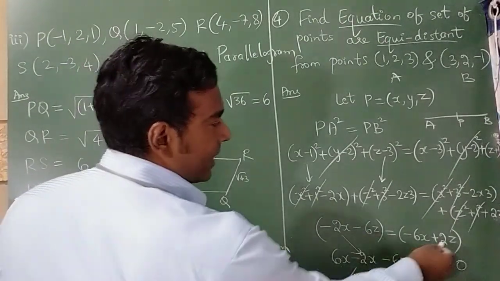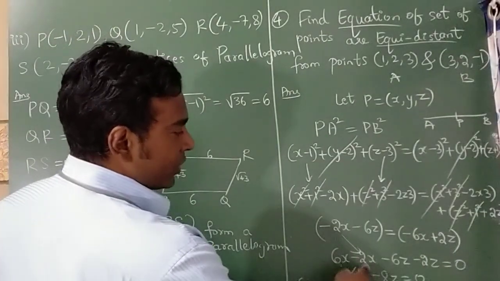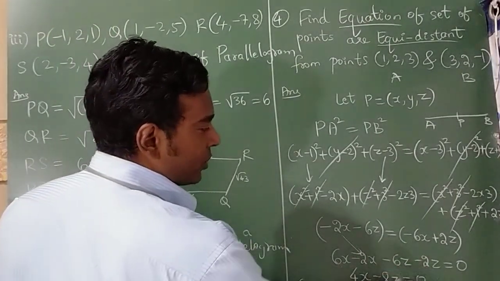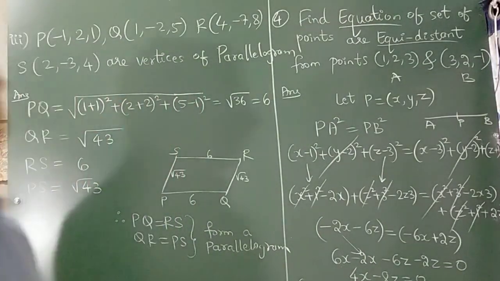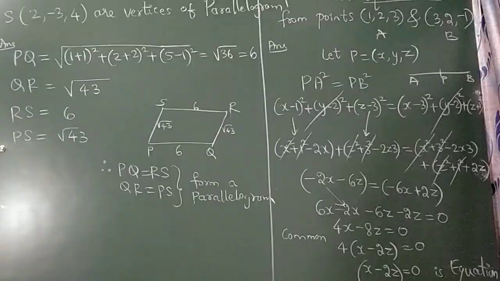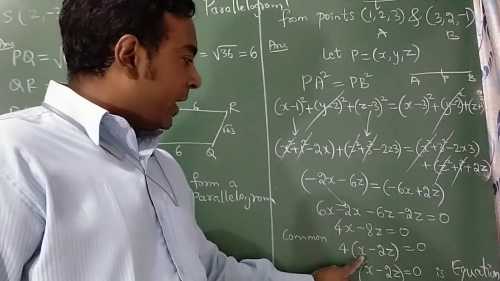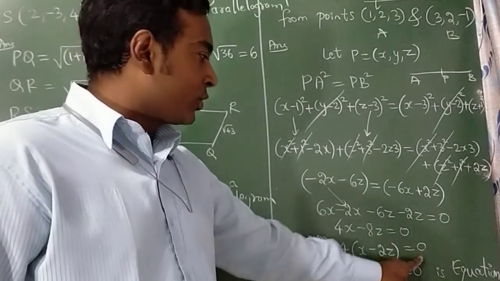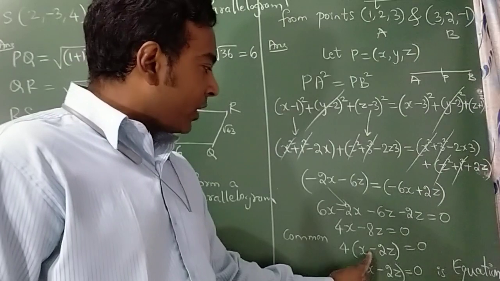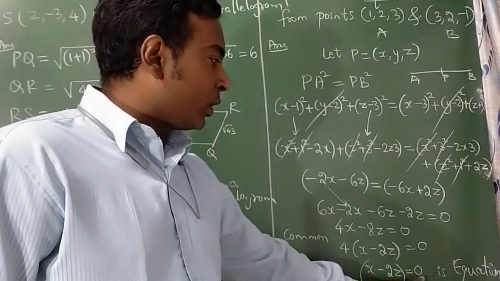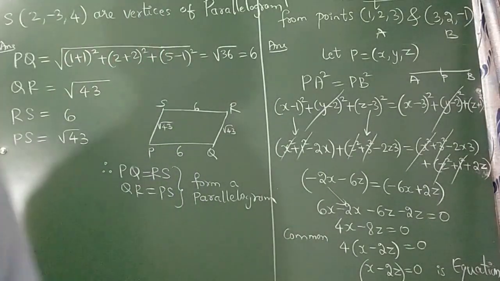Now write this as it is. Plus 2z will come this side, it will become minus. So 6 minus 2 is 4, and minus 6 minus 2 is minus 8z, is equal to 0. Now take common. If you take 4 as common, the remaining is x minus 2z is equal to 0. Now this 4 will go to the right hand side and it will become 0. So the remaining is x minus 2z is equal to 0, which is the equation. That's what they asked.